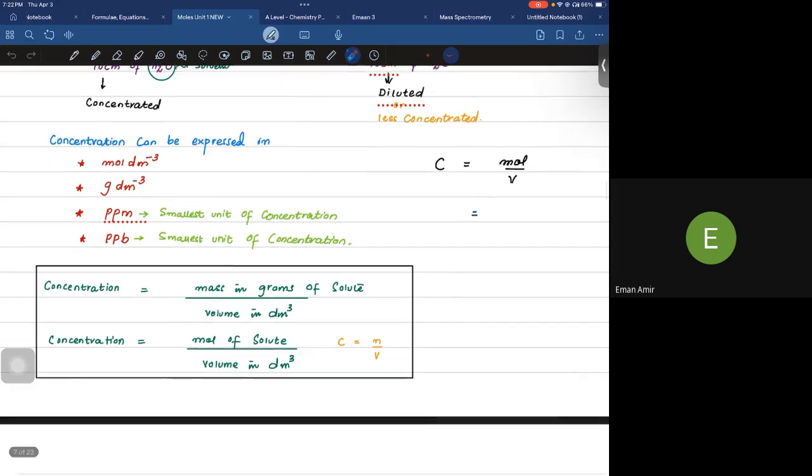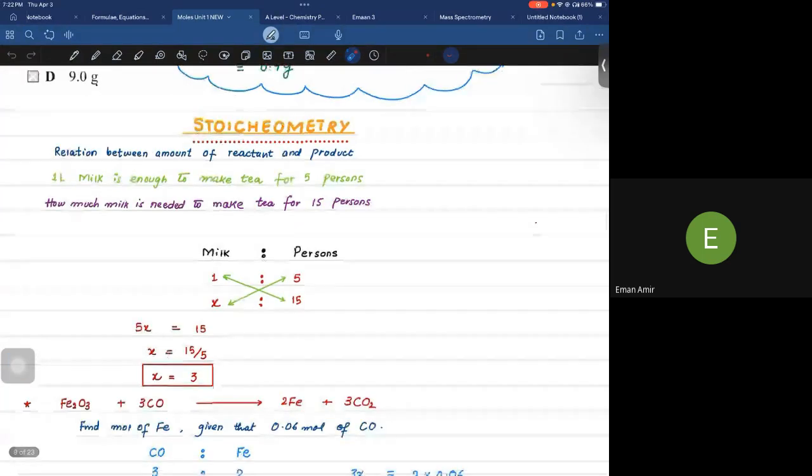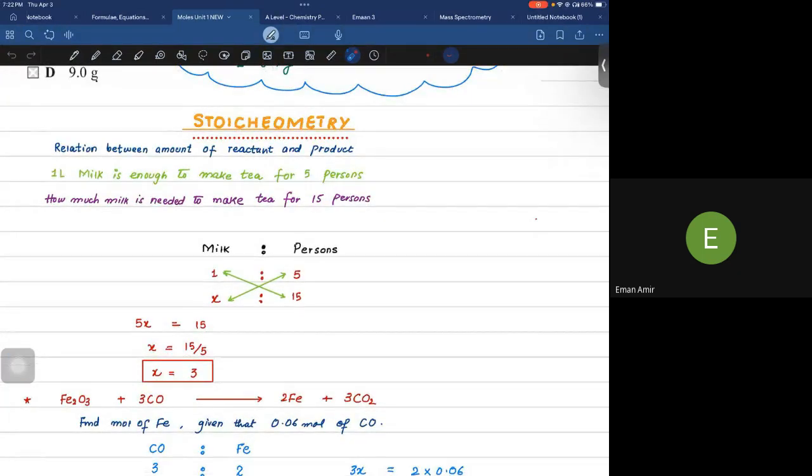And we did some questions as well. So today we are going to discuss stoichiometry. It's a branch of chemistry that deals with the calculation of the amount of the product. Let's suppose how much reactant you have and how much you are going to form. Basically, it's a relationship between reactant and product.